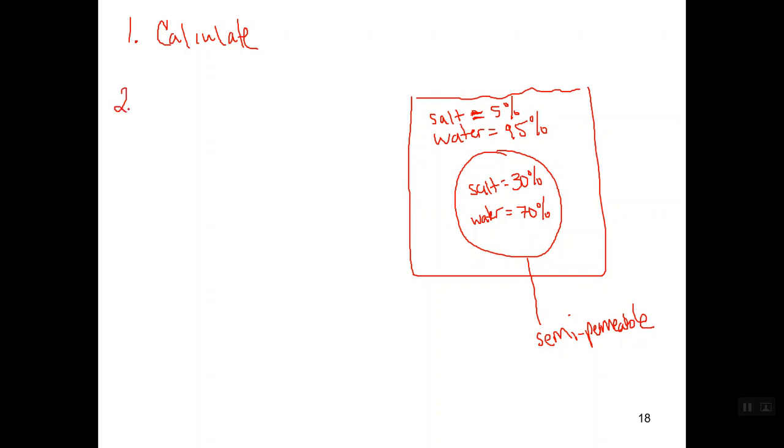The second step is to label your hypotonic and hypertonic sides. So where is there more salt? Well, there's more salt inside the cell. So the inside of the cell is hypertonic. The outside of the cell, which has less solute, less salt, is hypotonic.